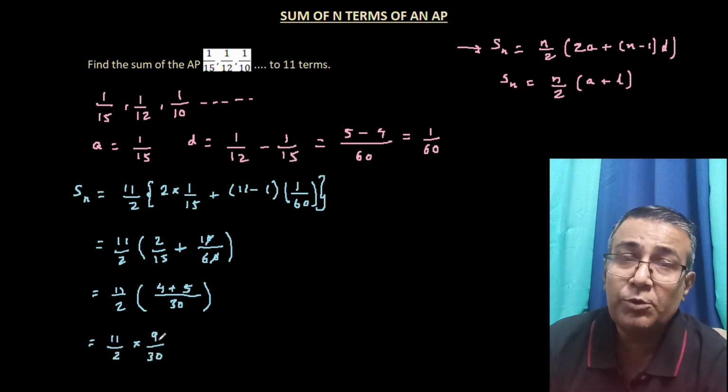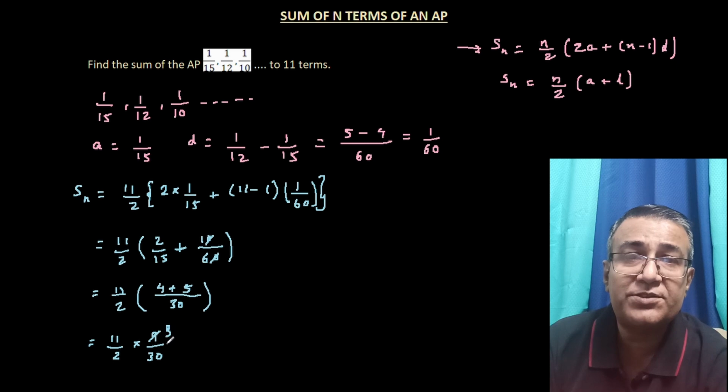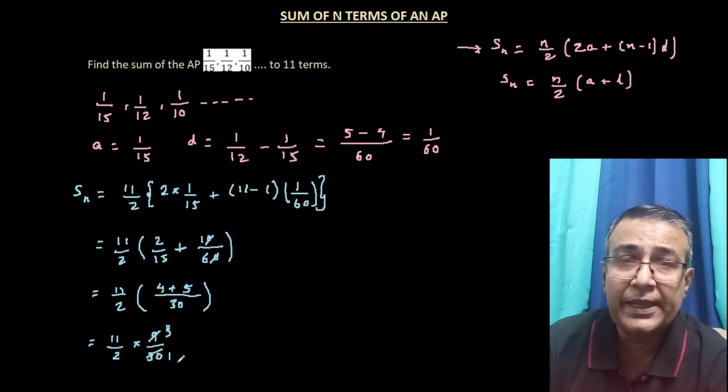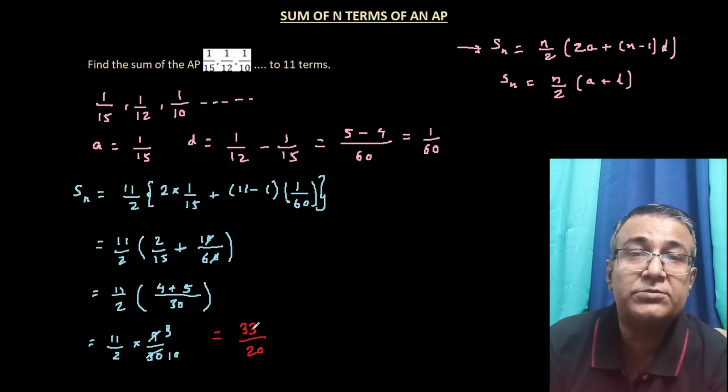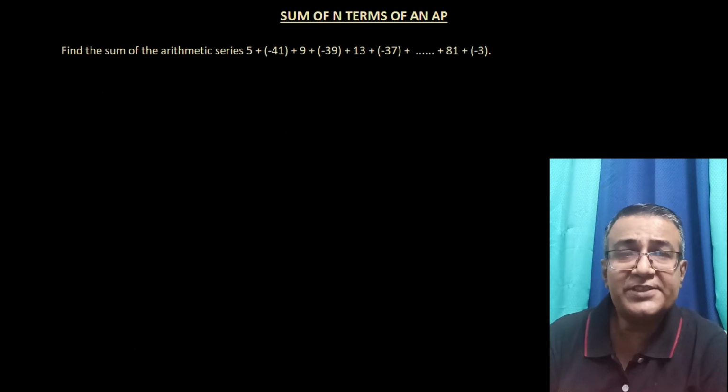Now 9 and 30 both are divisible by 3, so 3 times 3 is 9, and 3 times 10 is 30. And then simplifying that further, 11 times 3 becomes 33, and 2 times 10 becomes 20. So the answer is going to be 33 by 20. The sum of 11 terms of this AP is 33 by 20. Let's move on to the second question now.